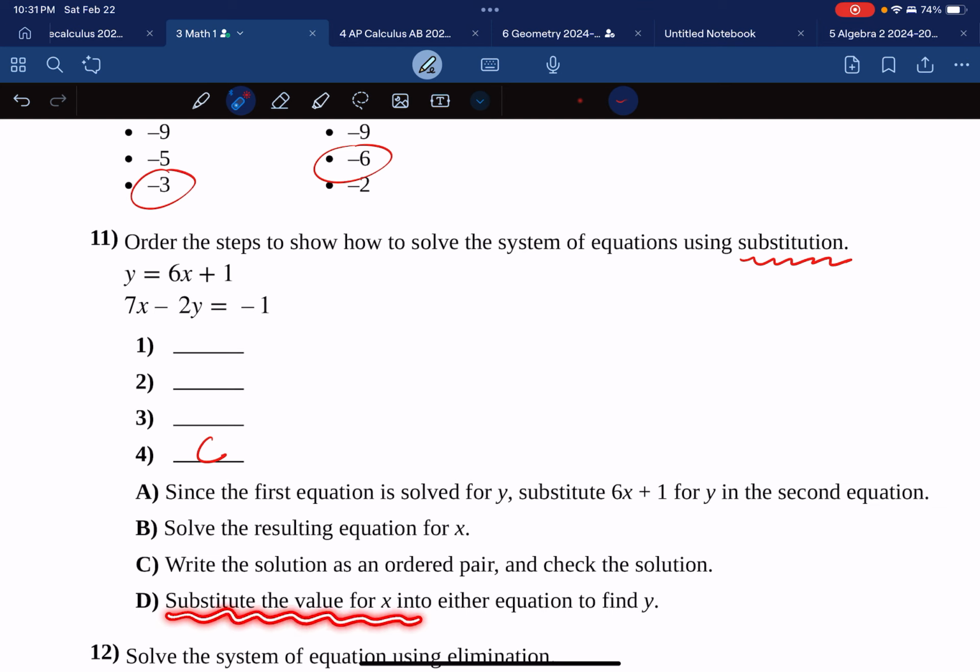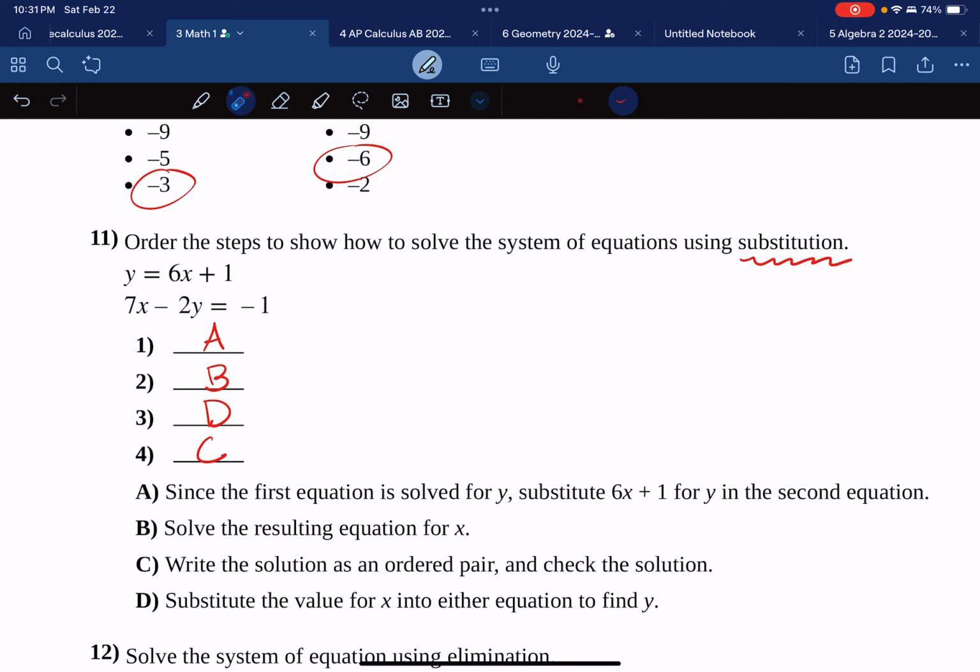D, substitute the value of x into either equation to find y. Okay, so this is one of those things where if you just solved for x, then you use that x and plug it back in to find the next variable. So this feels like a step right before the answer. So I'm going to go backwards and say that has to be a D, because that's the one right after we solve for x. So I think A and B were in the correct order. So it goes A, B, D, and C.